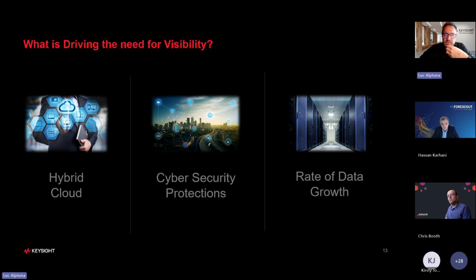What is driving the need for visibility today? Cloud, cybersecurity protection, and the rate of data growth are some of the big challenges. We say that visibility is not optional. It's about building a network visibility architecture that removes the blind spots that prevent you from seeing and understanding what is happening with the data and applications running on the network. A visibility network enables you to control and optimize your network by quickly isolating security threats and resolving performance issues to ensure the best possible end user experience.